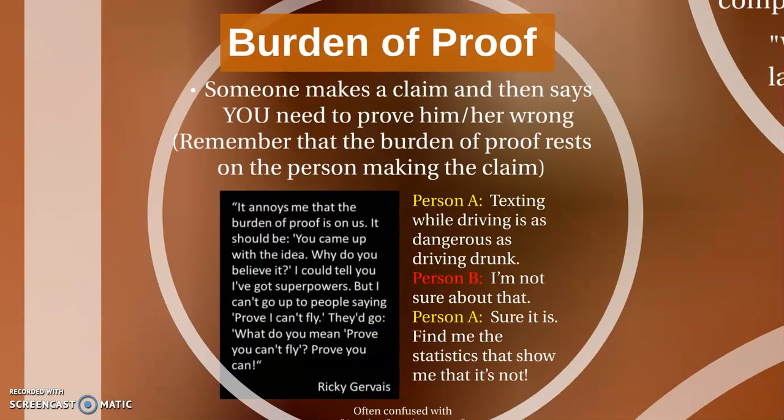The burden of proof fallacy is when somebody makes a claim, but then instead of providing evidence to prove their claim, they simply tell you that it's your job to prove them wrong. But that's not the way arguments work, right? The burden of proof rests on the person who's making the claim. So these are a couple of examples down here of that burden of proof fallacy.